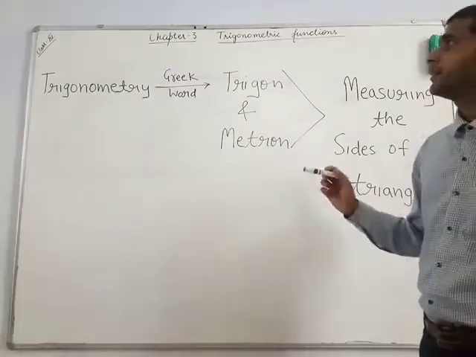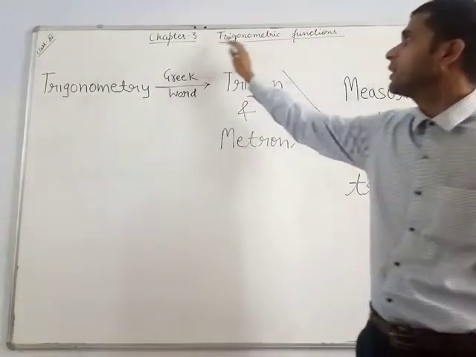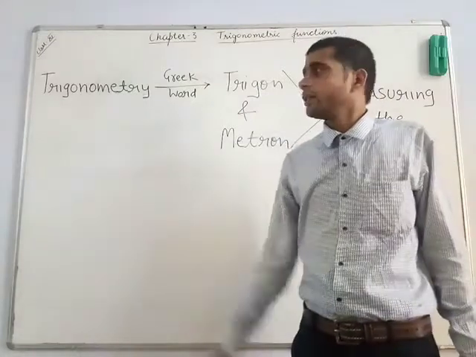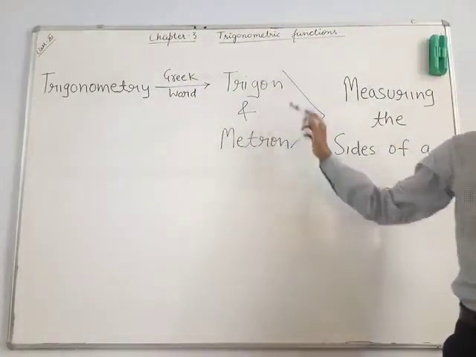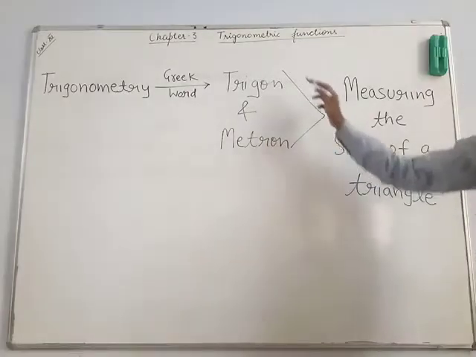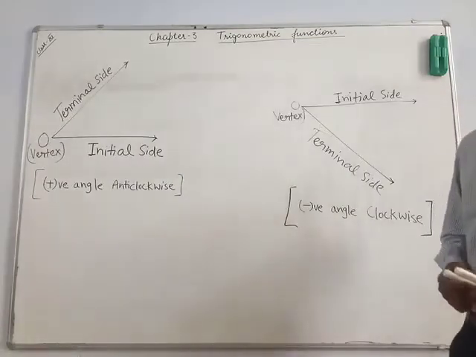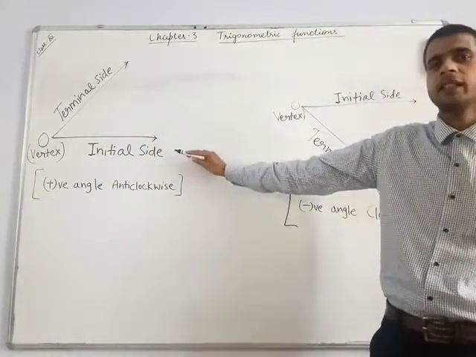Hope all are fine. Now we start a new chapter of class 11, chapter 3, trigonometric functions. So what is trigonometry? Trigonometry is derived from the Greek words trigon and metron, which means measuring the sides of a triangle. The initial position of a ray is called the initial side.